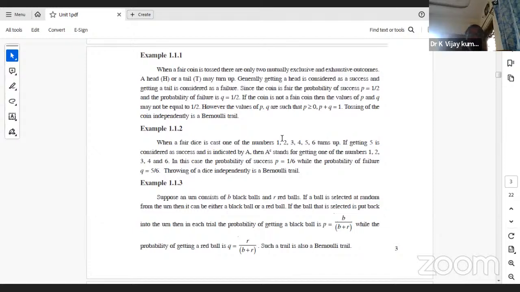Suppose an urn consists of B black balls and R red balls.